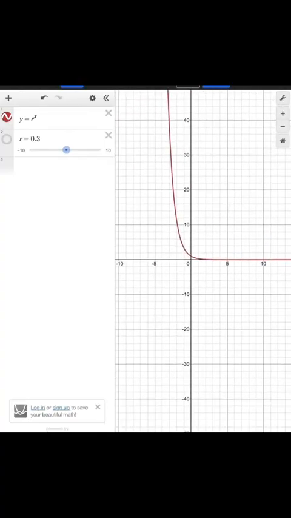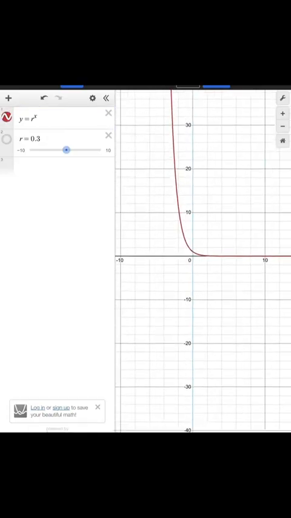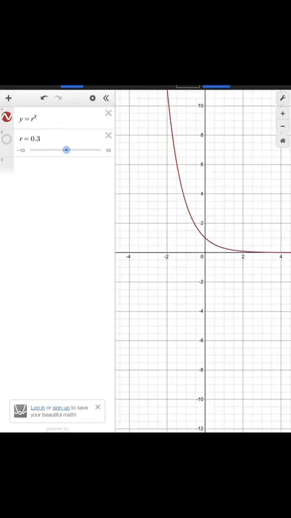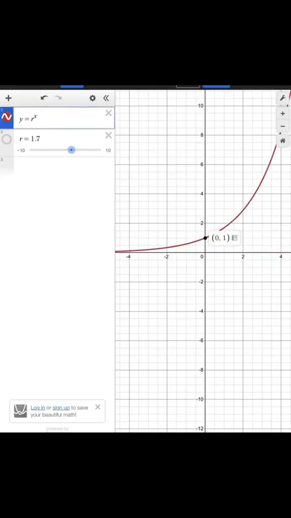Okay. Now, it always passes through the point (0, 1) as well. So, if we zoom in a bit, even if we change the value of r, it will always pass through that same point of (0, 1). Okay.